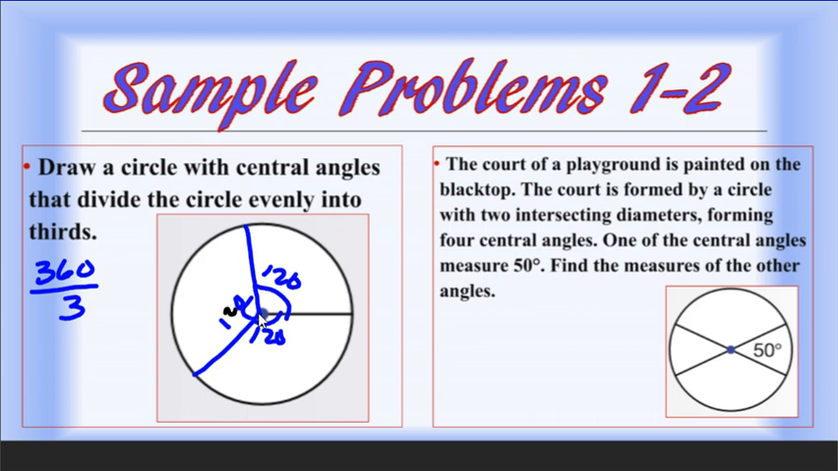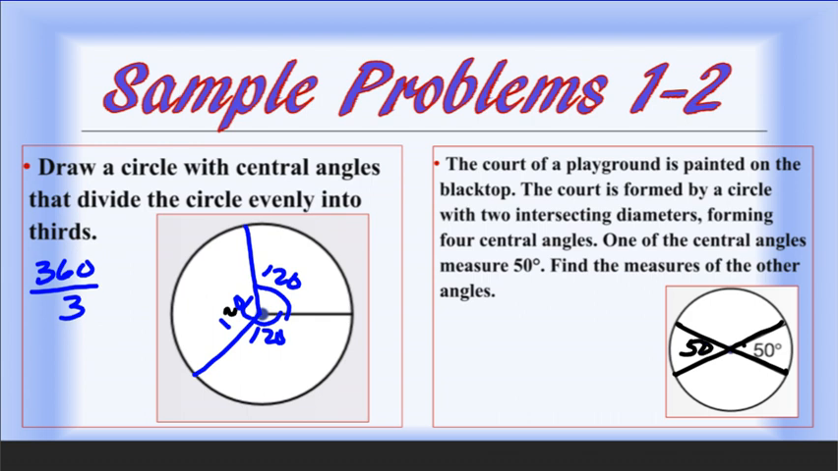Next one here says the court of a playground is painted on the blacktop. The court is formed by a circle with two intersecting diameters, forming four central angles. One of the central angles measures 50. Find the measures of the other angles. Well, if we look carefully here, if this piece is 50, this piece is exactly the same as that one. We would consider those vertical angles. So if this is 50, this has to be 50.